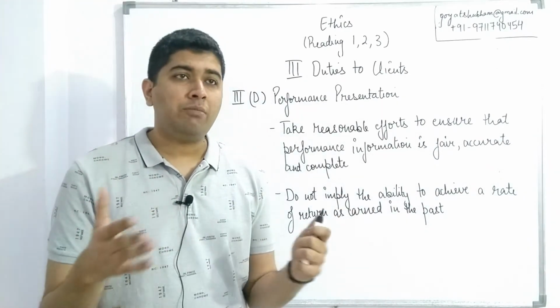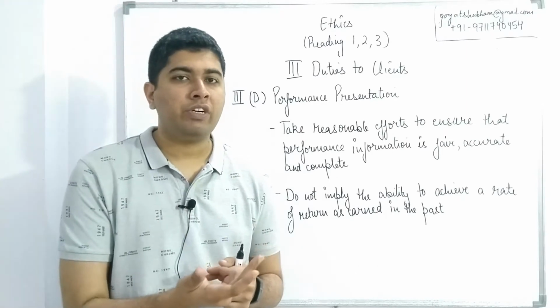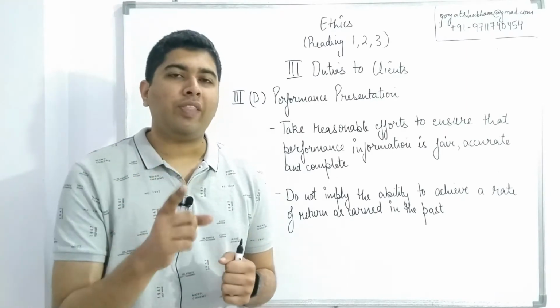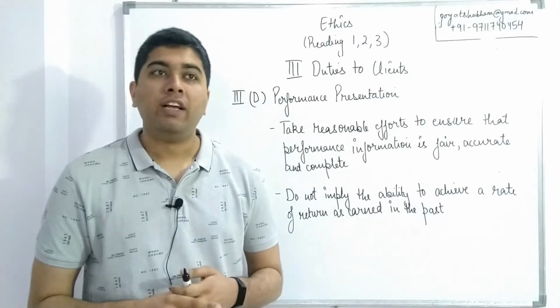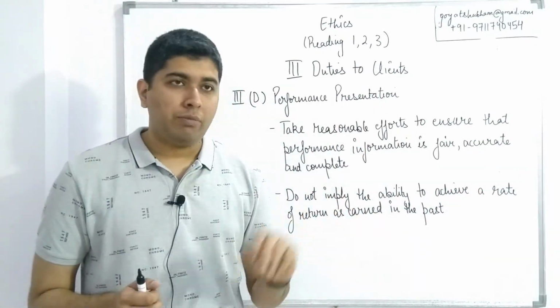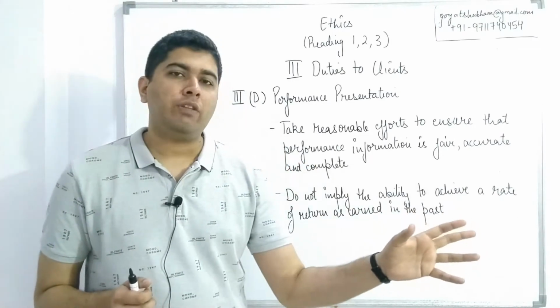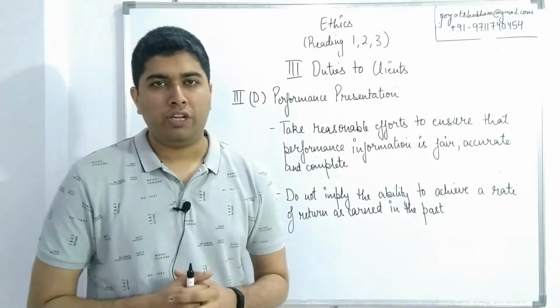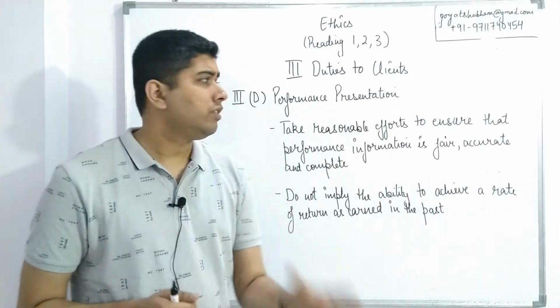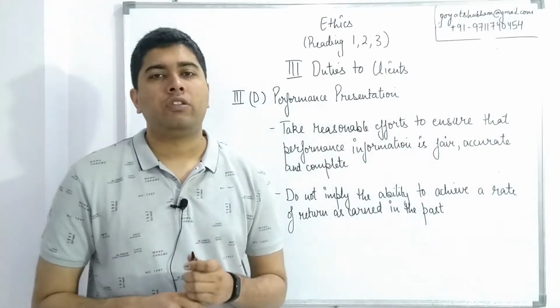If somehow you're trying to imply, using that 10%, that you can maintain that 10% return in the future as well, that would be a violation of the standard as well. So simply reporting past performance is fine, no violation, but implying the ability to achieve what you have achieved in the past, that is a violation of the standard. So, very small standard that completes 3D. Let's move on to the next one.